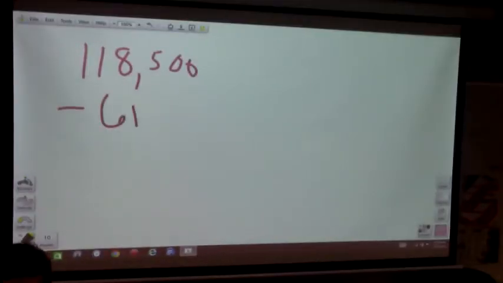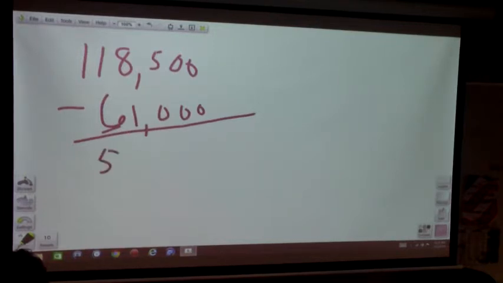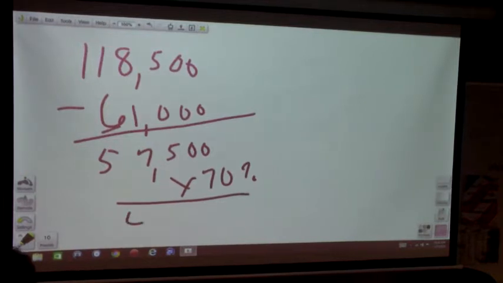How do we do that? What's his house worth? $118,500. And he owes $61,000. Everybody following that? So how much equity does he have? You got that, Monica? $57,500 is what he has to work with. And he can borrow 70% of that amount. 70%: $40,250.